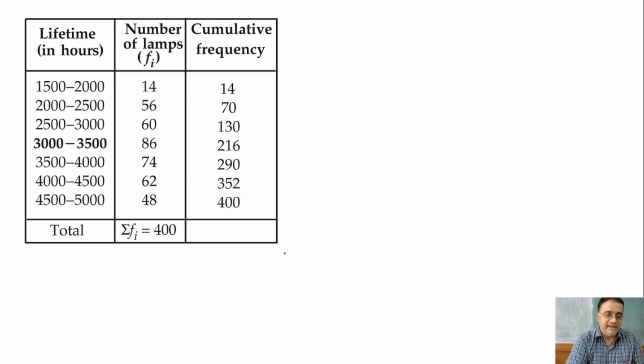So now the value of n is 400 and n by 2 is 200. 200 se sabse first smallest kaun sa hai isme? 130. Nearest smallest 130. So 130 ke baad wala jo class hai, that is the median class. So what is L? 3000. What is F? 86. What is CF? 130. CF is the cumulative frequency of the class preceding the median class.